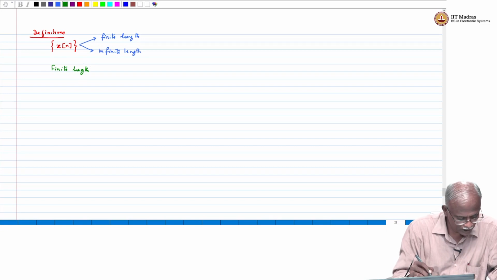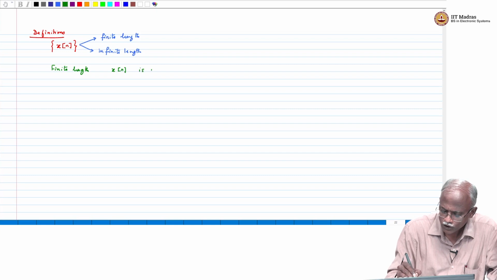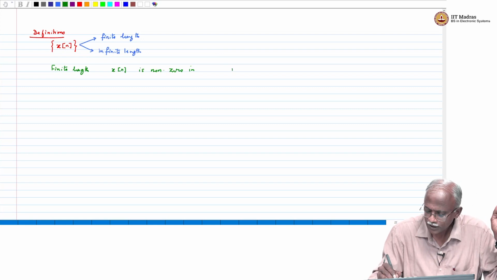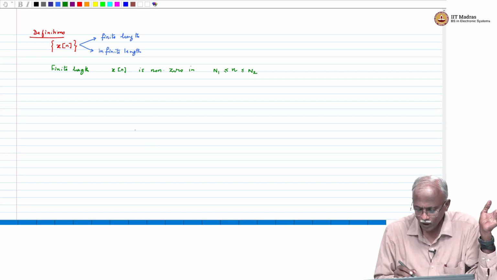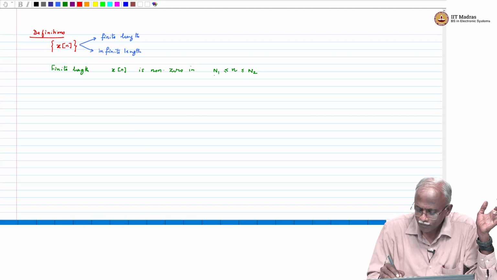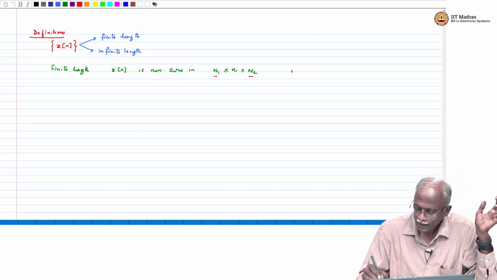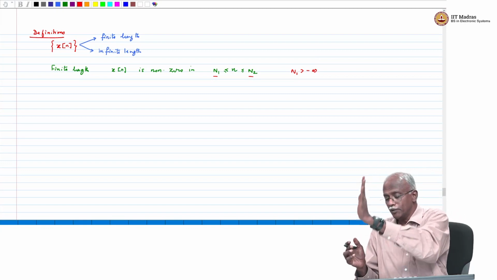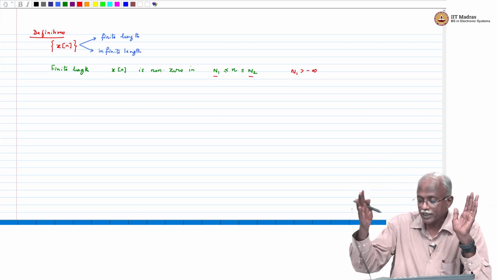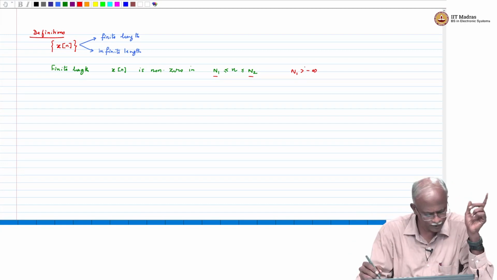So, a finite length sequence x of n is non-zero in a range n greater than or equal to n1 and less than or equal to n2. And how do we define n1 and n2? n1 must not be minus infinity. So, it must be some number that is greater than minus infinity. So, minus 10, minus 12. So, n1 is greater than minus infinity.